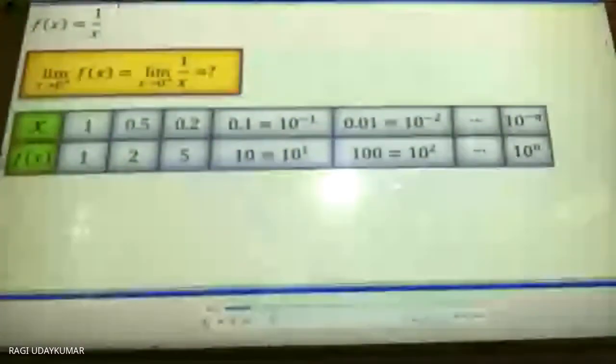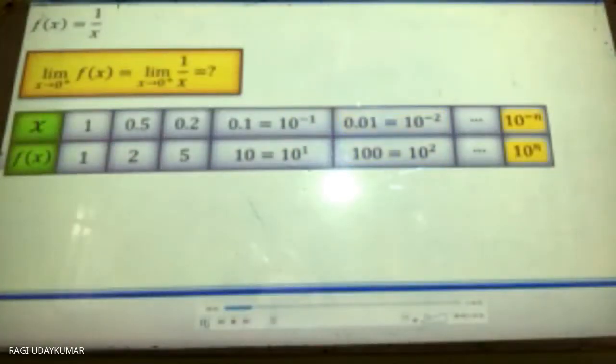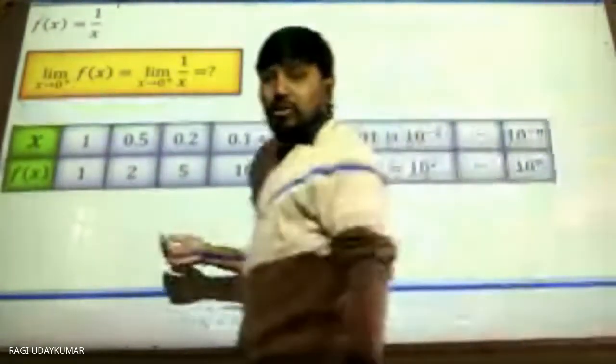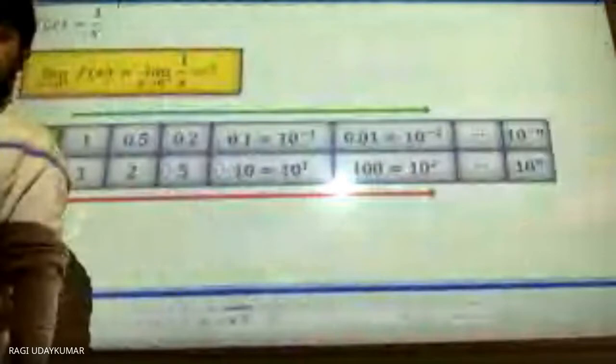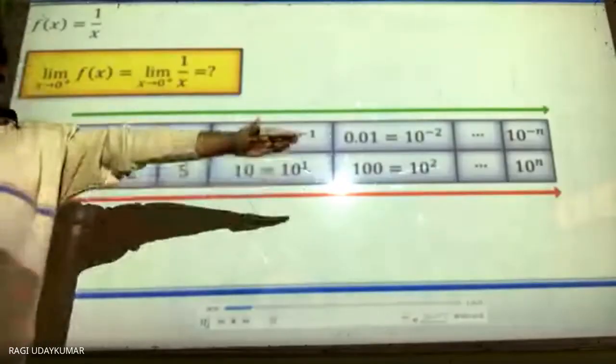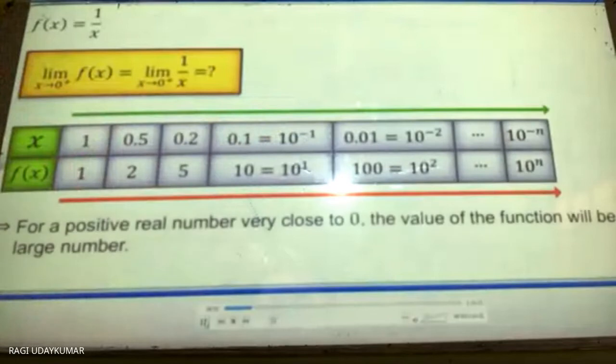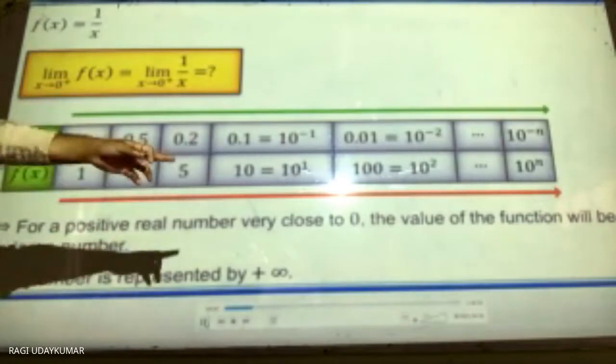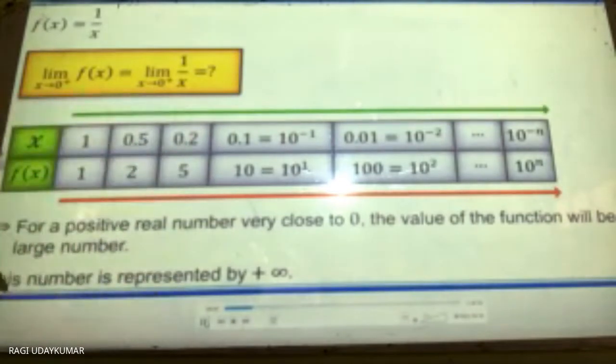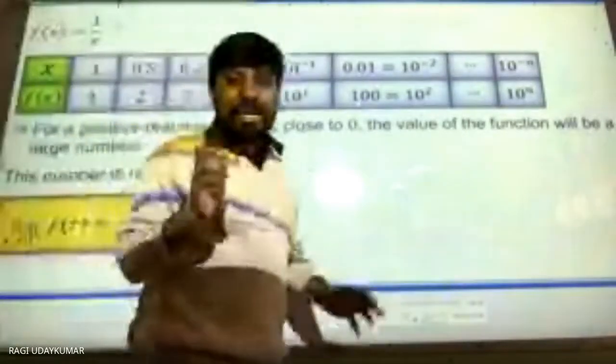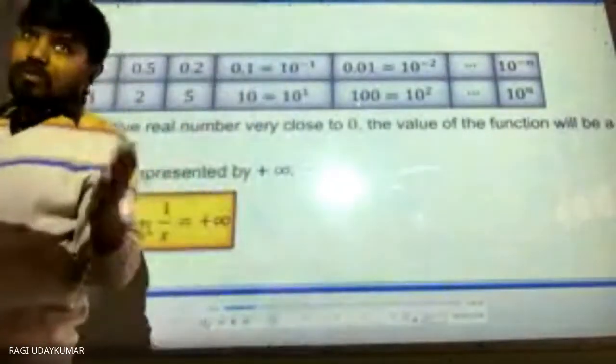As the value of x is going on decreasing, approaching the value 0, the f of x value is going on increasing. How much is it increasing? We cannot say. As it reaches near 0, the value increases to a very big number. So that's why we represent that for a positive real number very close to 0, the value of the function will be a large number. This large number is represented by plus infinity. Infinity is nothing but it's not a number actually. It is a representation for a greater number, a very big number.